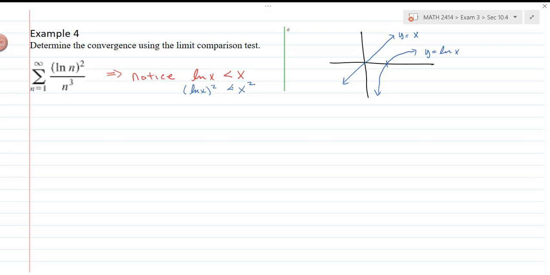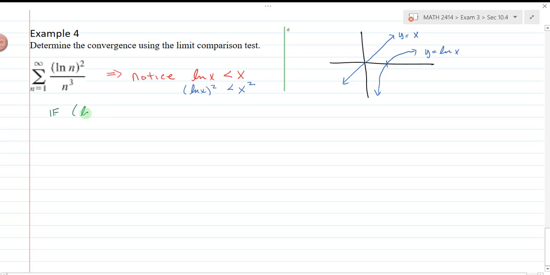Now, I mentioned that to help us see what it is we want to compare this to. You've got to have some idea before you begin what this is going to do. So I know that the natural log of x is going to be less than x. So this is going to be some power that's going to be less than 2, which means that when I divide a power that's slightly less than 2 by n to the third, this power in the denominator is going to be slightly larger than 1.